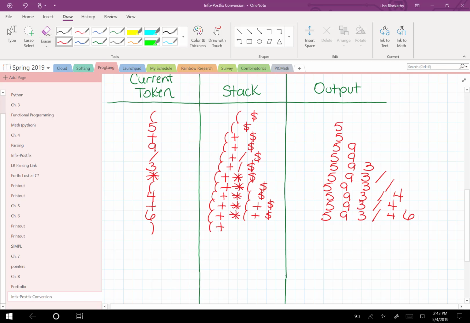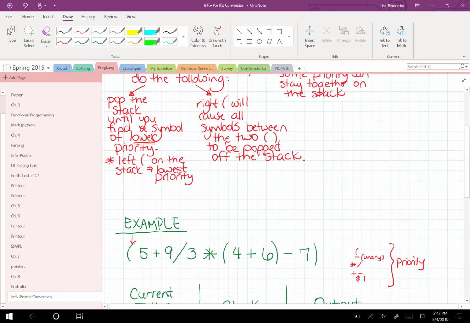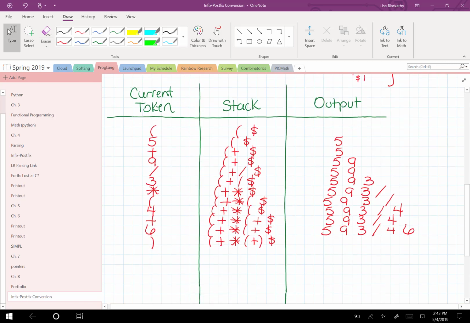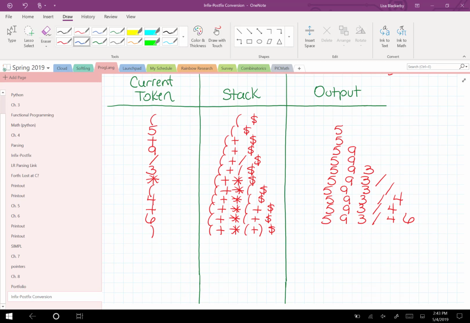That's one of the rules, so I'm going to write it on here first. Okay, so now we have a right parenthesis, which means it will cause all the symbols between the two parentheses to be popped off the stack. So these get popped off the stack. Now over here we have 5, 9, 3, 4, 6. The only thing that would pop off is the plus.